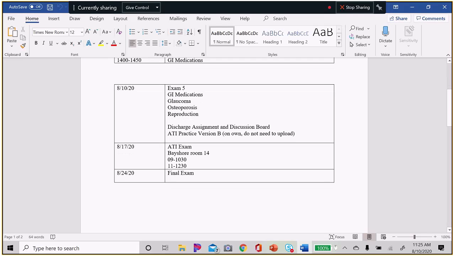And then the final exam is the 24th. That's our last class. That is not proctored like the ATI. It's done from your home. It's 100 questions. Each are worth 2 points for a total of 200 points. And you get 3 hours to take it on your computer.